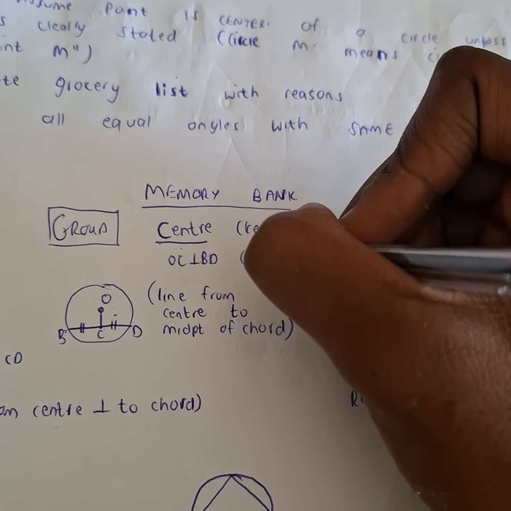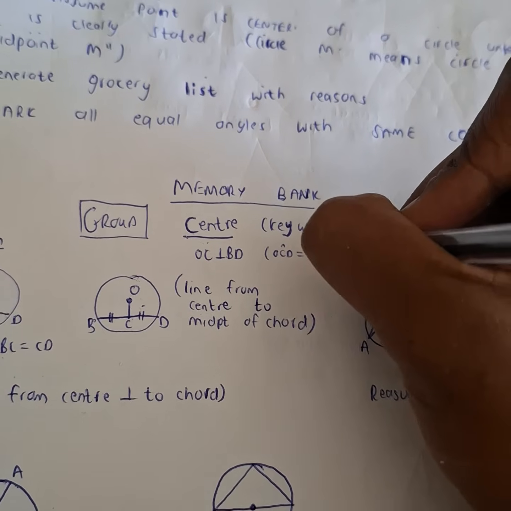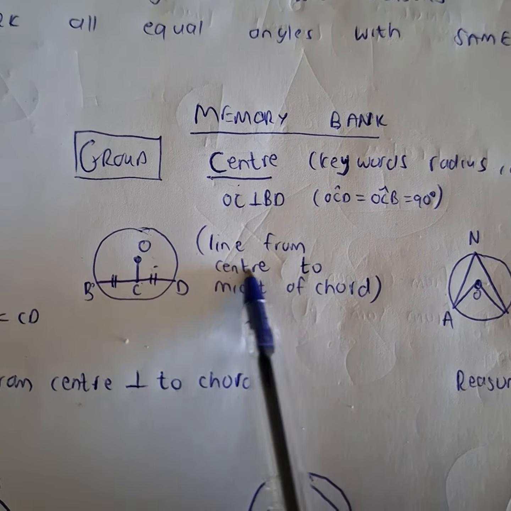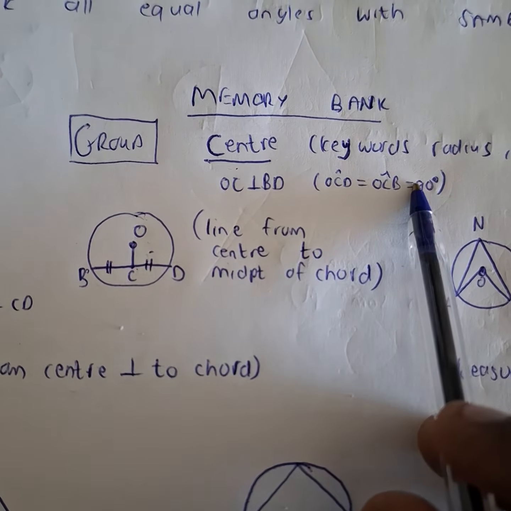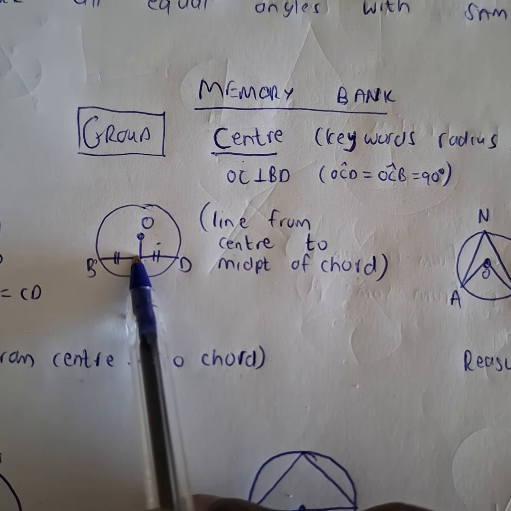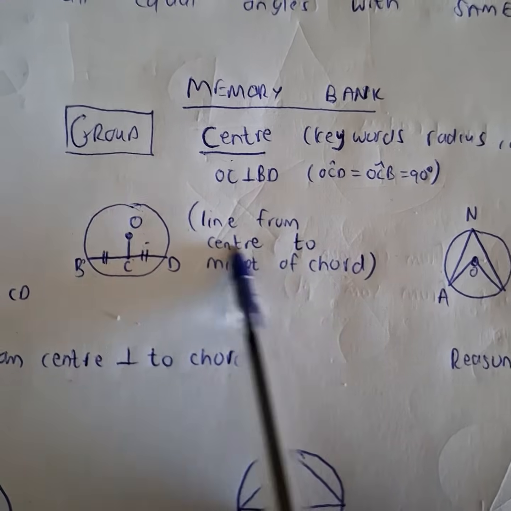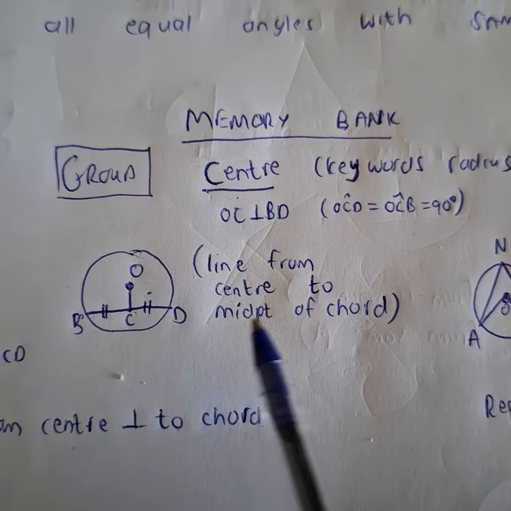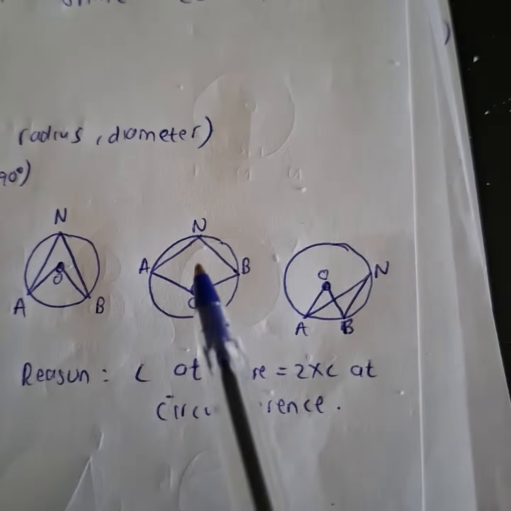OCD is equal to OCB, which is equal to 90 degrees. What would be our reason? Our reason would be line from center to midpoint of chord, right? So this statement, unseen from the diagram, we are stating it based on what reason? The reason is line from center to midpoint of chord. And you can see we shorten midpoint to be MIDPT. So this is according to the acceptable reason document that we have.